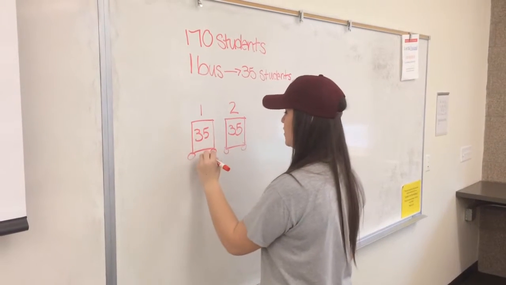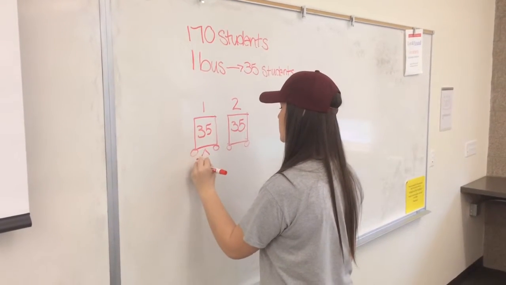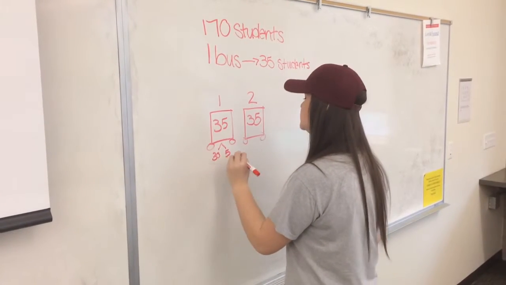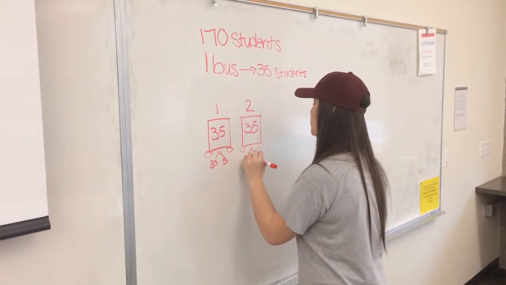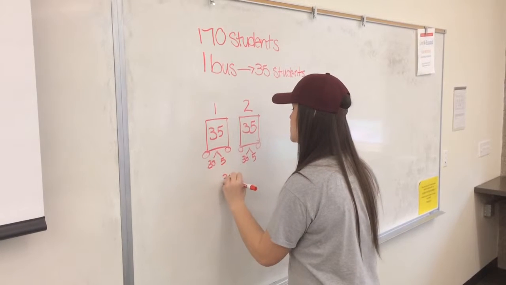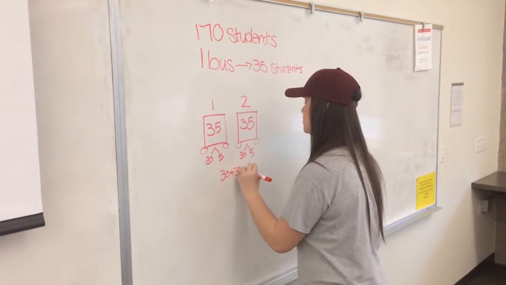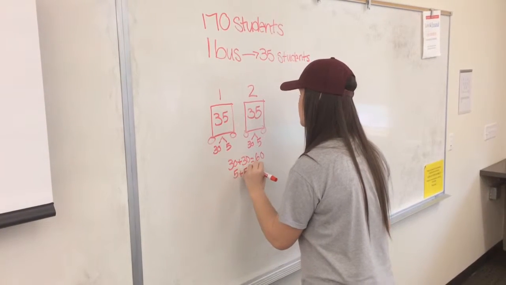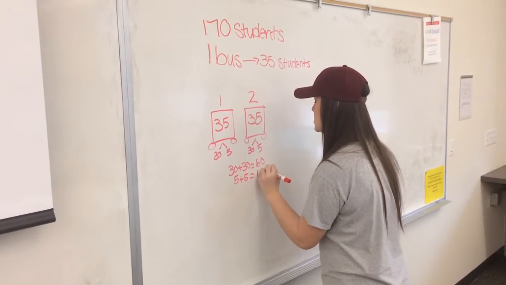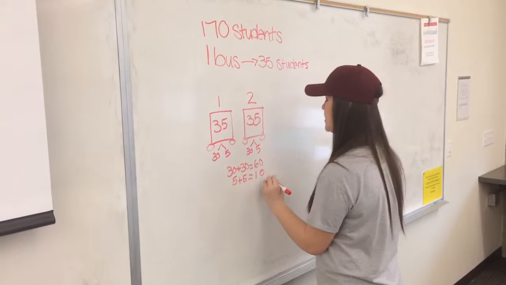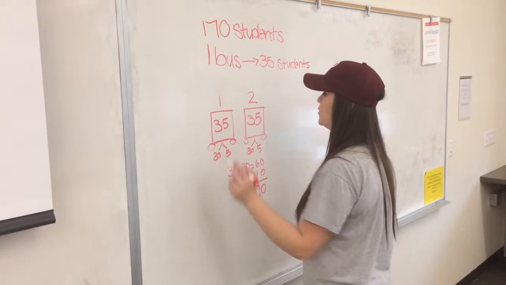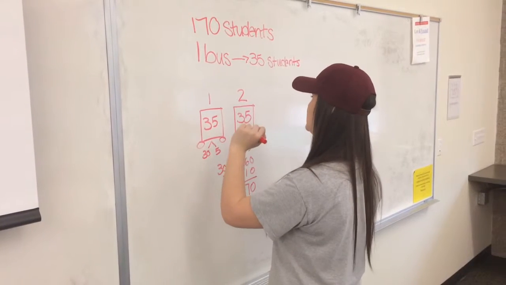So we're going to break down our 35 into 30 and 5, into friendlier numbers, for both of these buses, and then we're going to add 30 plus 30, which gives us 60. 5 plus 5 equals 10. So now we're going to add our 60 and our 10, which gives us 70 students that will be able to ride on two buses.